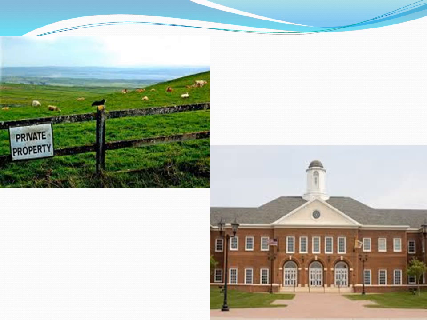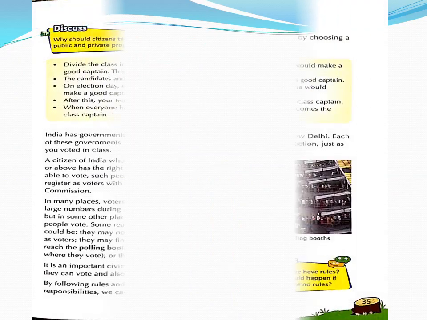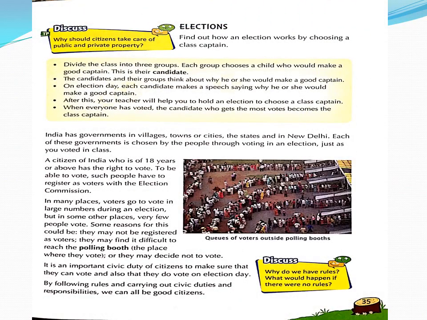Okay. Now we will move to page number 35. Why should citizens take care of public and private property? To maintain them. Isn't it? If we don't take care of them, they will not be maintained. They will be damaged. And then it will cause trouble to us only. We will suffer. Not only the school authority. We, the students, the teachers, the staff of the school, all of us will suffer.